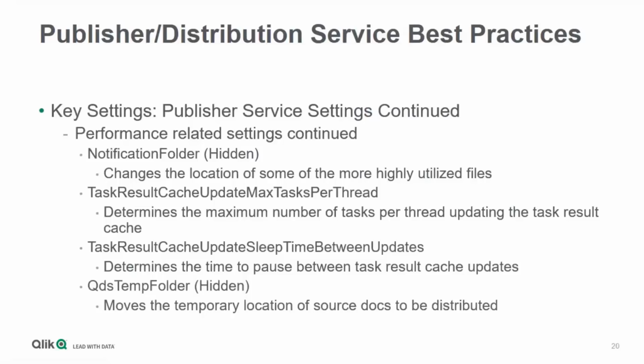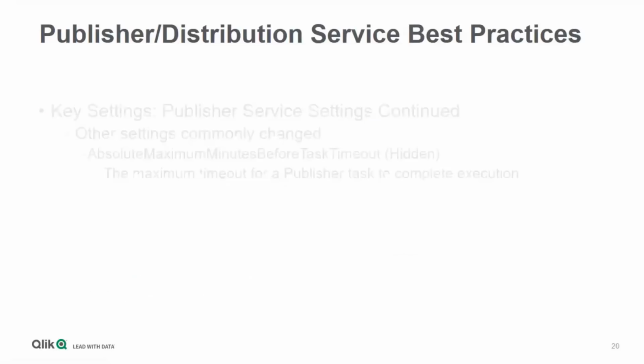So you need to add this setting to each distribution service config file on each node, just FYI. And you could just set it to C:\temp or C:\ProgramData\temp. Just put it somewhere local, and that should improve performance because we're not having to write across the network to a file share at that point.